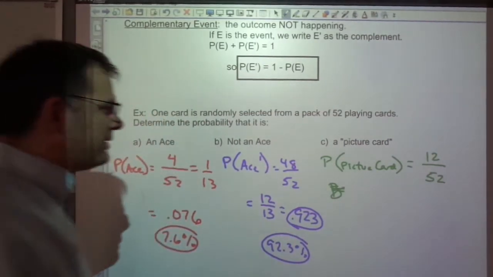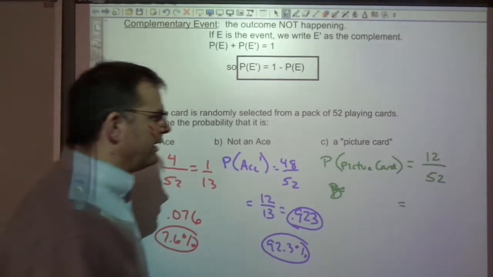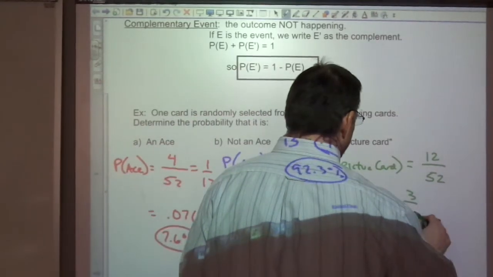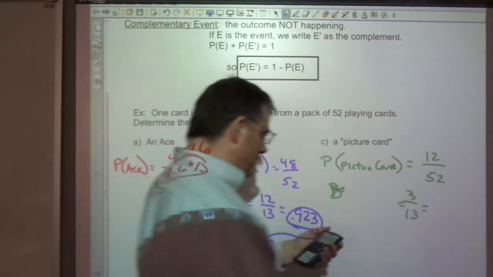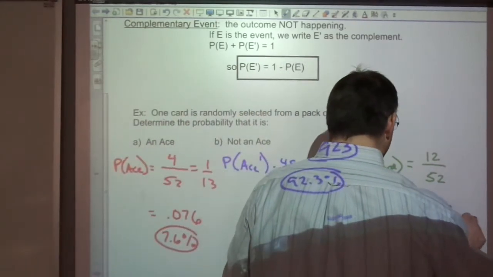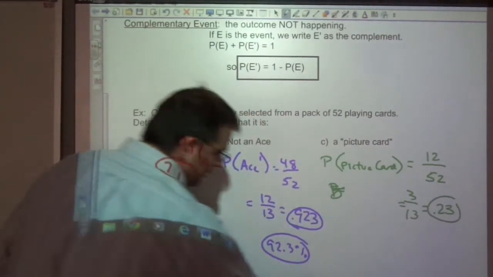Can we reduce this? I think we could divide this here by 4, and that would leave 3/13. And 3 divided by 13 is 0.23, or 23% of the cards in the deck are picture cards.